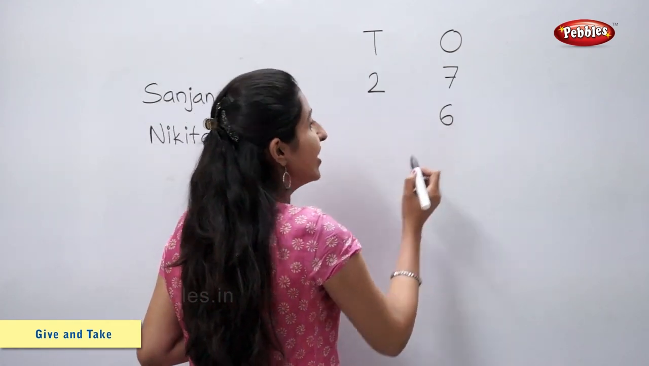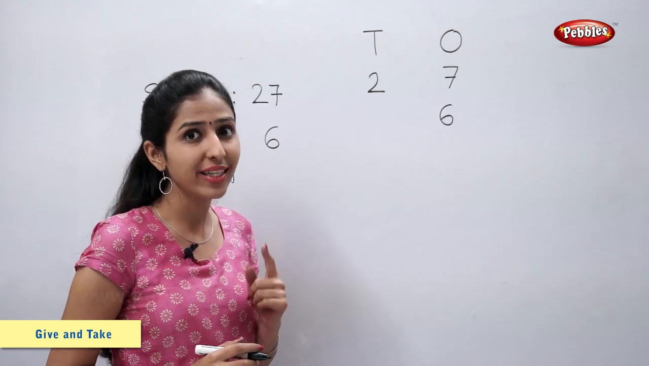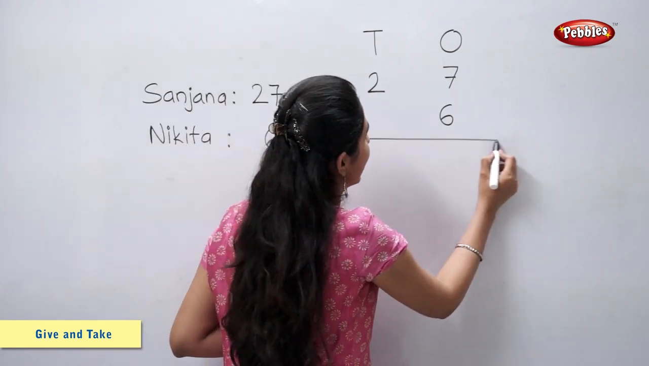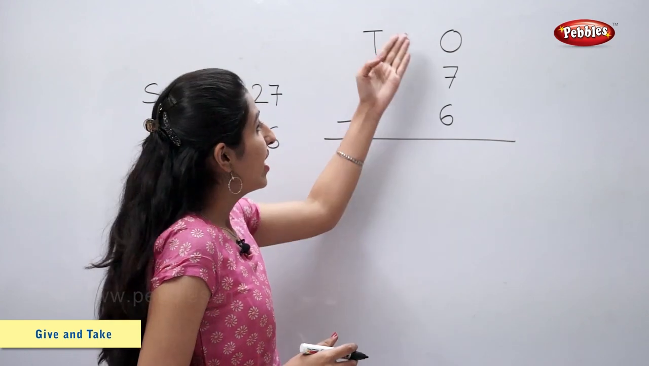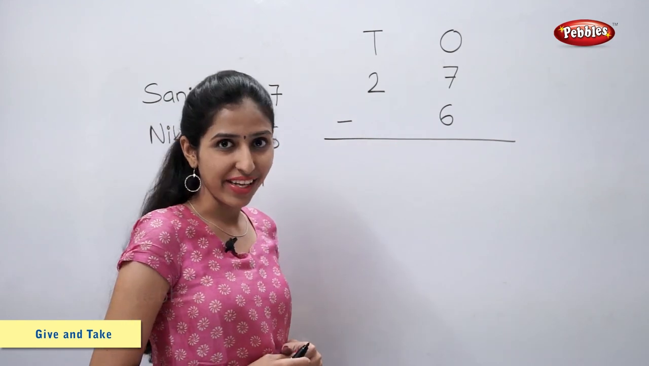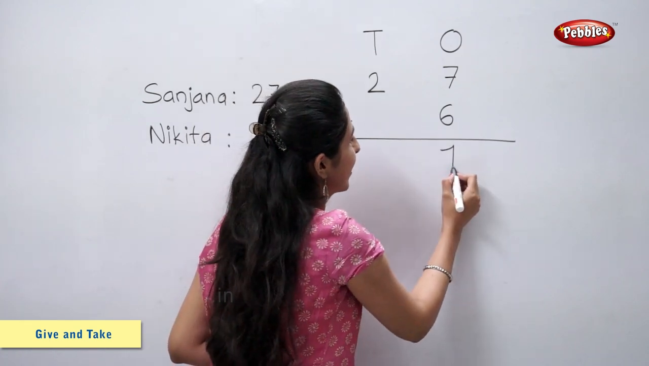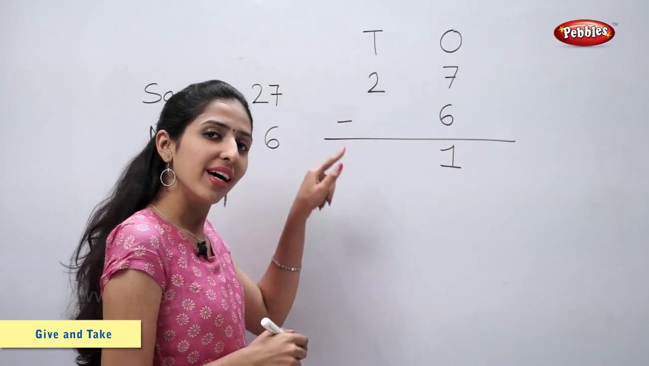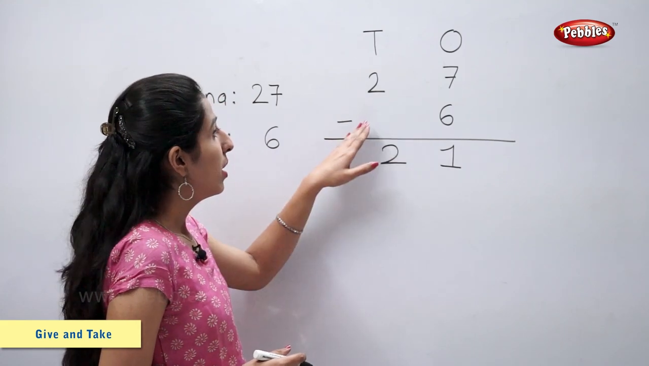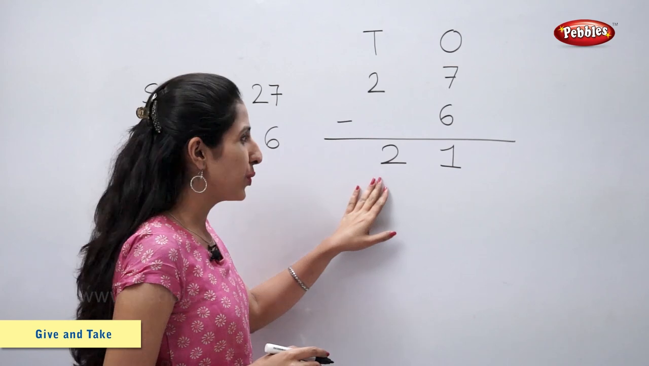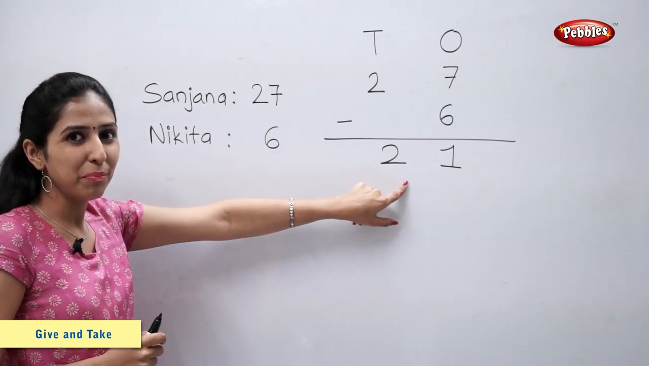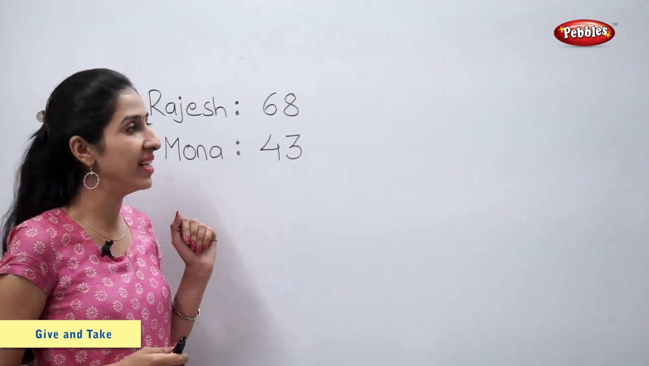So, 6 ones. We have to find pearls left with Sanjana. So, let's subtract. Let's subtract ones first. 7 minus 6 is equal to 1. 2 comes down. So 27 minus 6 is equal to 21. So we can say that Sanjana is now left with 21 pearls. Let's look at this example.